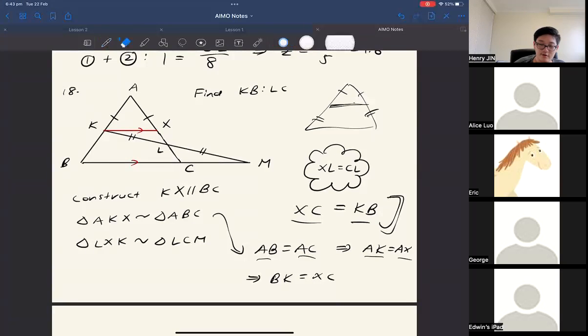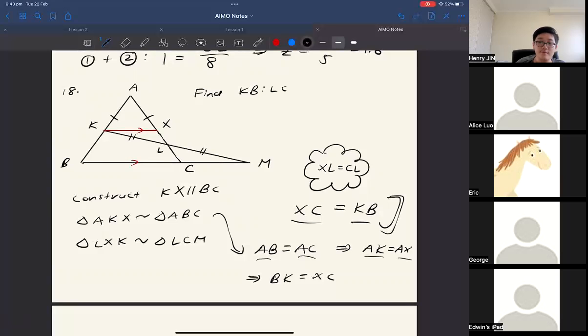So does anybody have any questions about it? So yeah, XC equals KB. Okay, I'll take the silence as everything's fine. So once you find it, you see that the answer is just 1 to 2, right? Because you have BK going to CX, and then your CL is half of CX. So that's why your ratio is 2 to 1.